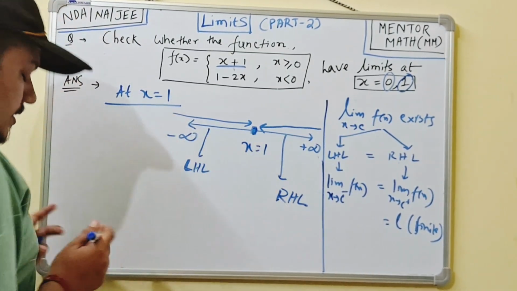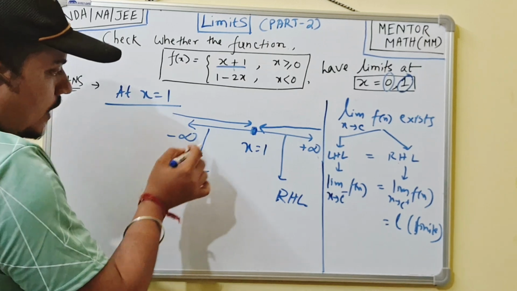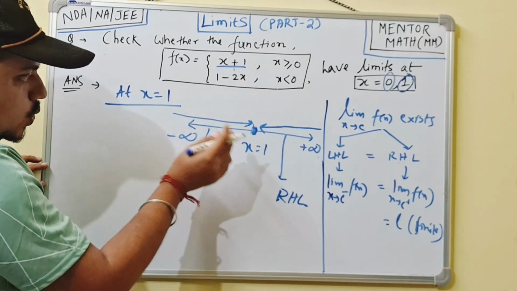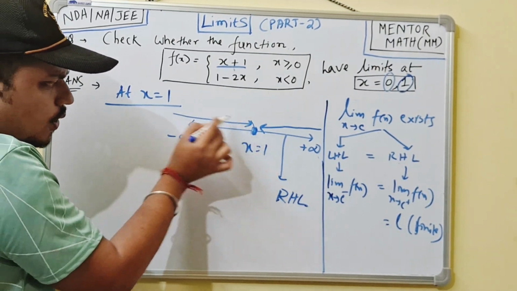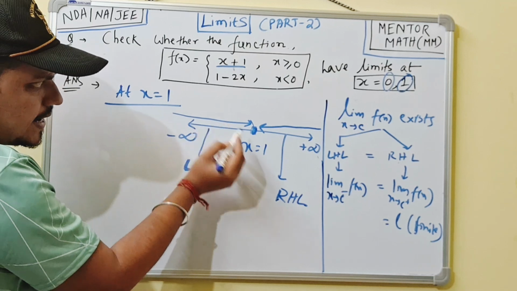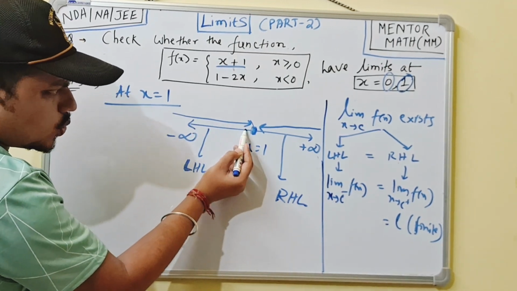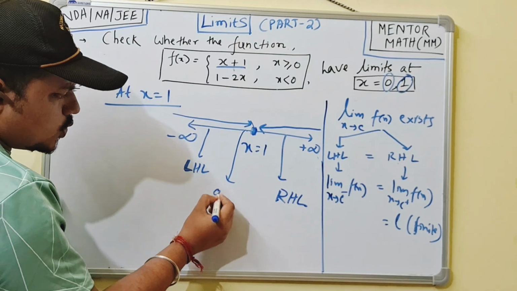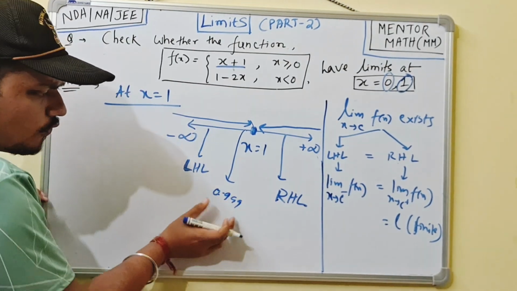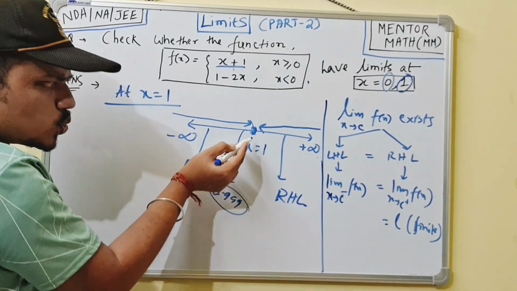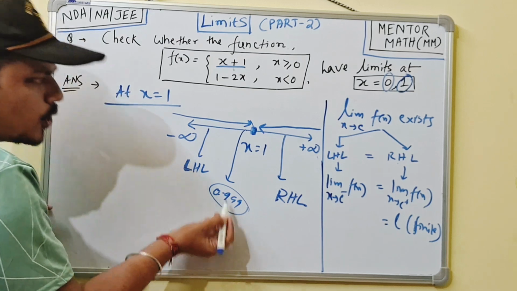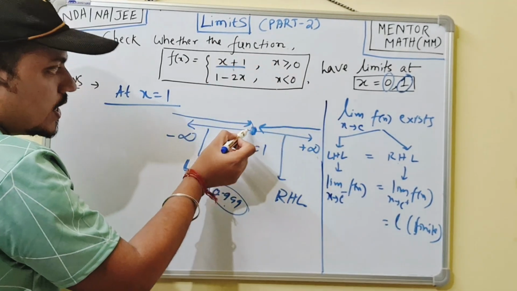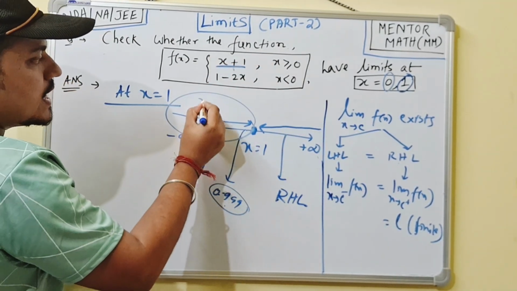Okay, so now you have to find the left hand limit first. When you approach from the left side, you have to take a close value. Let us take the point 0.999. Obviously this point is close to 1, and obviously that point is also greater than 0. You can see that the value is greater than 0.